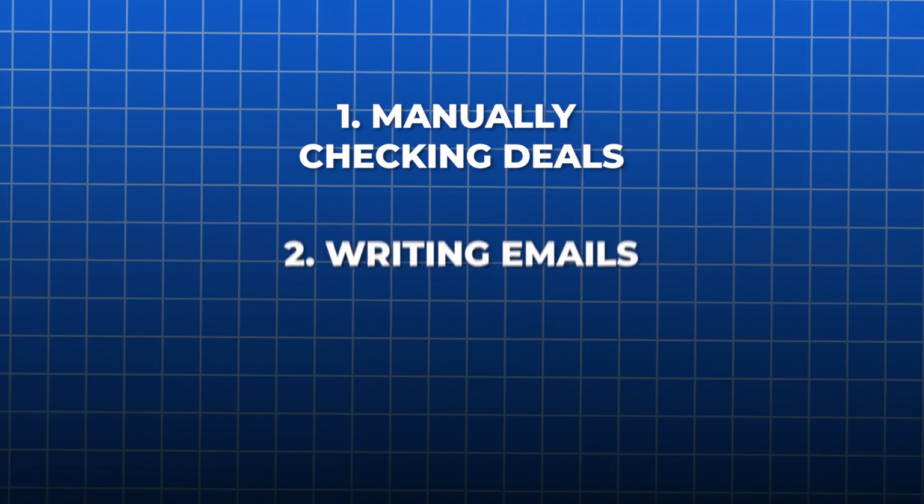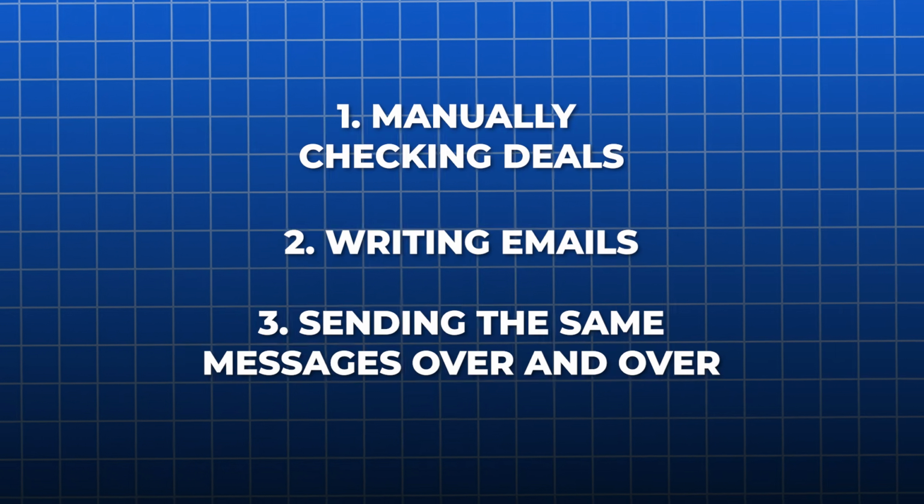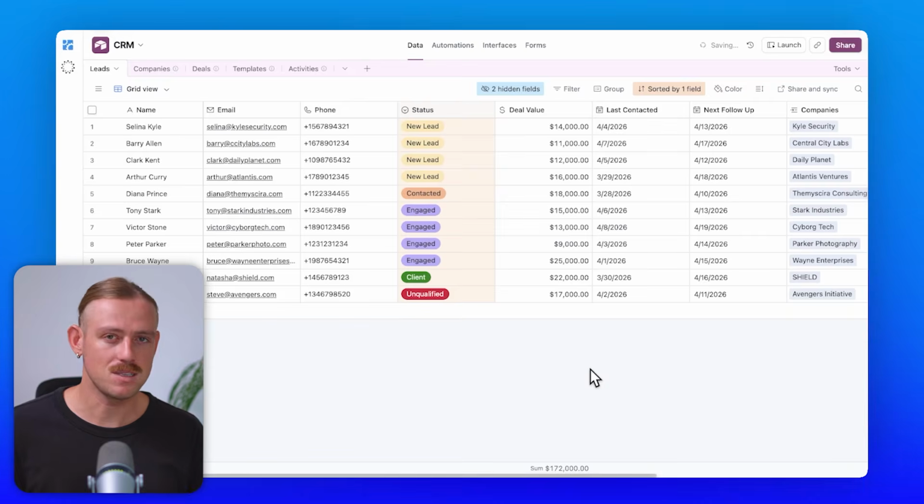We've created the structure, we've created the bones of how we manage our work. But that doesn't mean that it does the work for us. And that's the next step and where automation comes in. Instead of manually checking deals, writing emails, and sending the same messages over and over, we can let the system handle it for us. Let's start off simple.